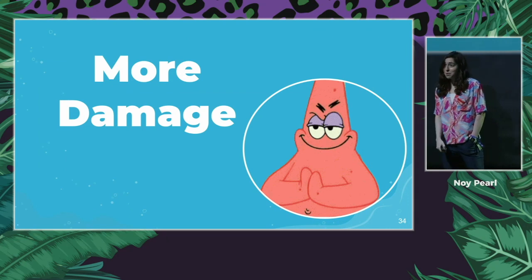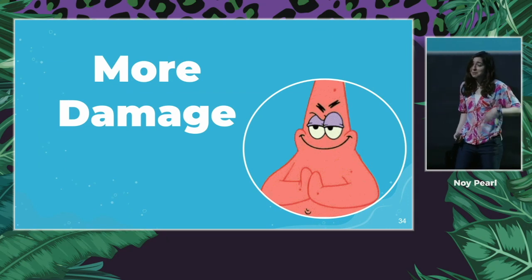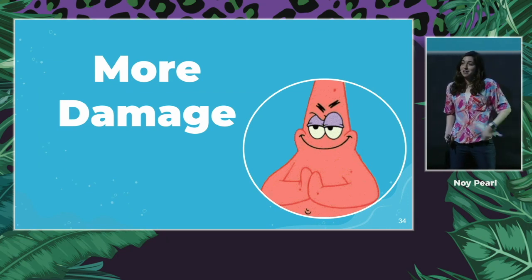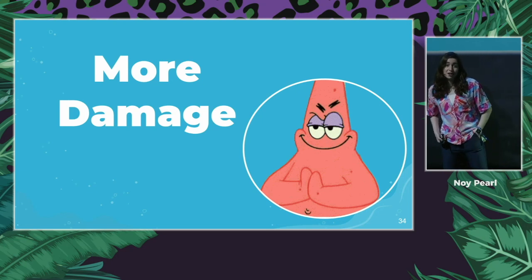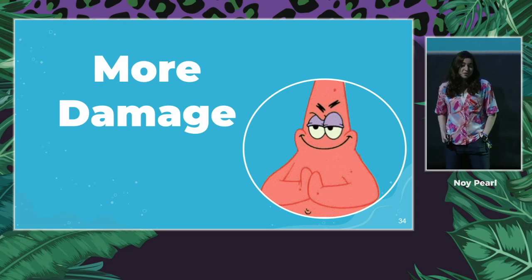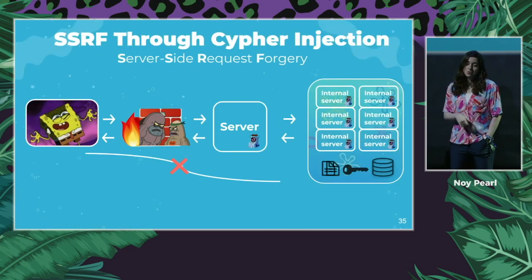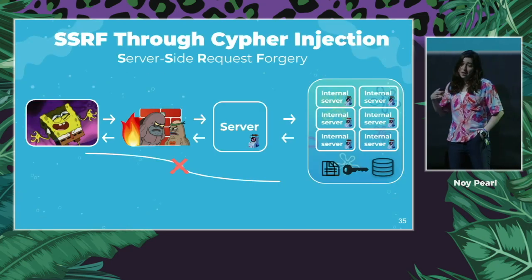So we were able to cause denial of service on the database. We were able to delete data and change data and maybe annoy some users. But still, it's not enough for us. So let's see what else we can do. We're going to perform SSRF right now.